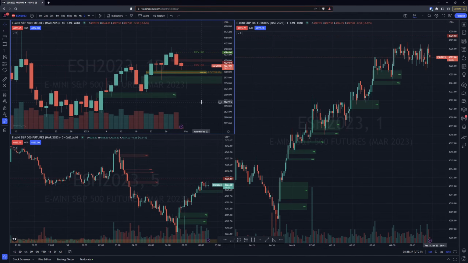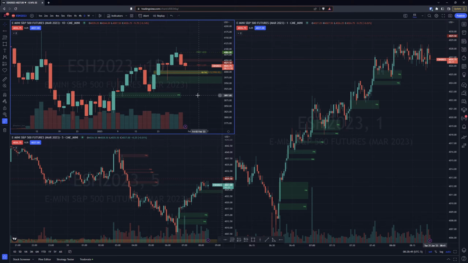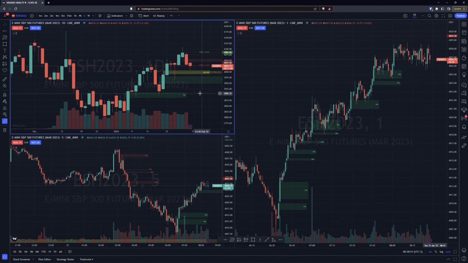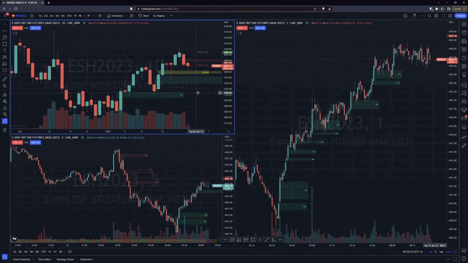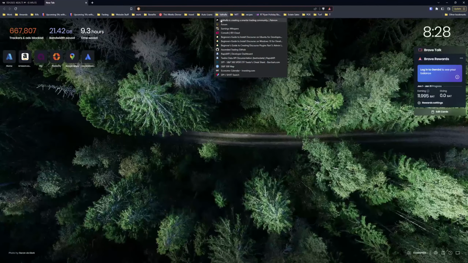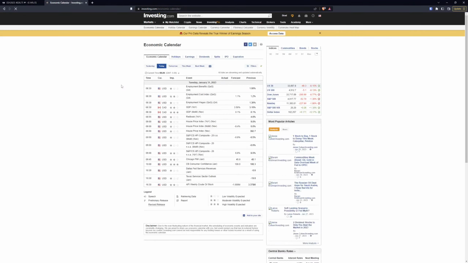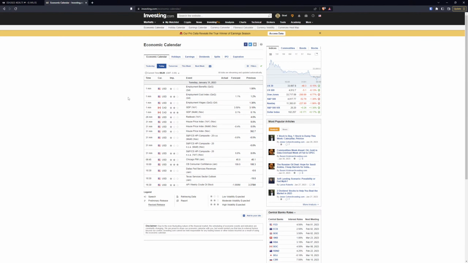We have FOMC on Wednesday, so any idea that price is going to move a lot today is probably not going to happen. I don't know, obviously anything can happen. Let's check the economic calendar, actually, just to double check. There is the Canadian GDP number, and then we have consumer confidence at 10.